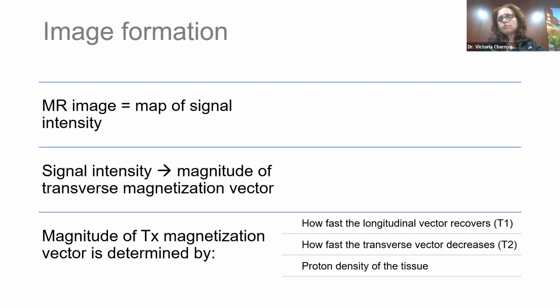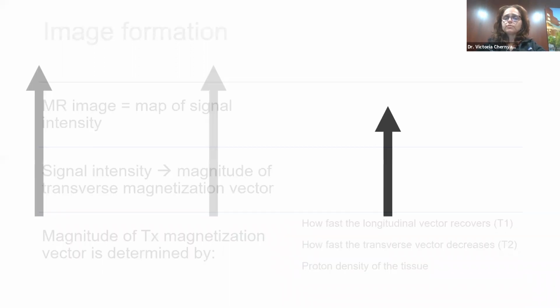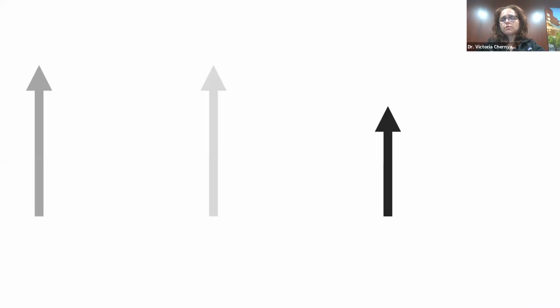You can imagine that everything else being equal, the tissue that has many more protons will have a larger vector to start with, and therefore will be able to generate a larger transverse magnetization vector. So this is an example. This is kind of like a representation of, say, three tissues, 1, 2, 3. These two tissues have the same number of protons, so they start out with the same magnitude of the vector. And this one has fewer protons, so the net vector is smaller.